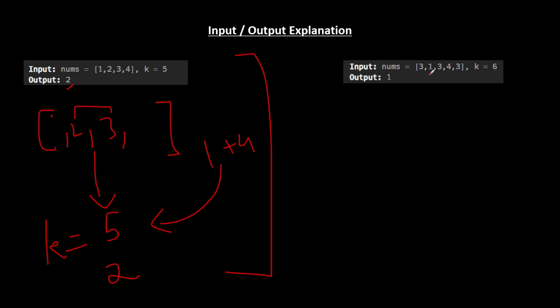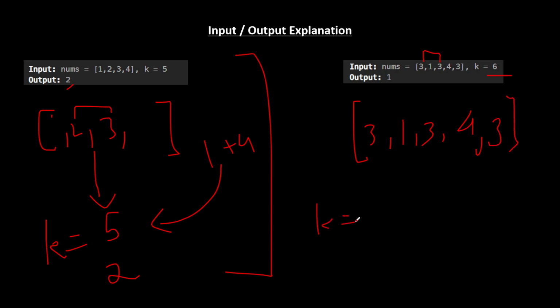Here, k is 6, right? So 3 plus 3 is also 6, or this 3 plus 3 is also 6. So whichever we like, we could take. Let's take this one. So we are left with, let's write it here, 3, 1, 3, 4, 3.